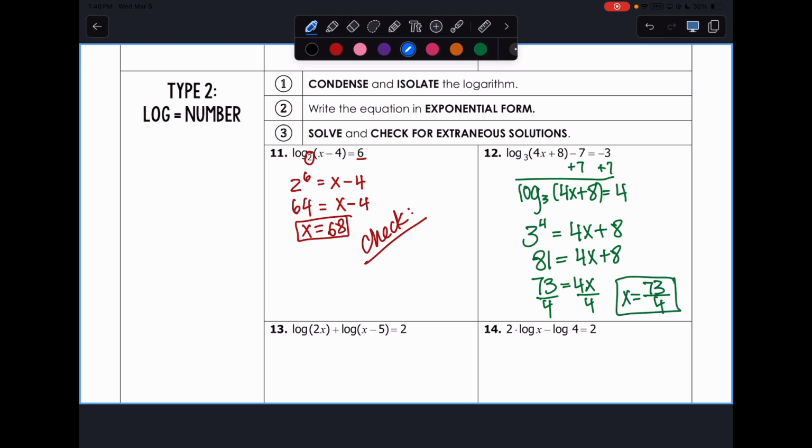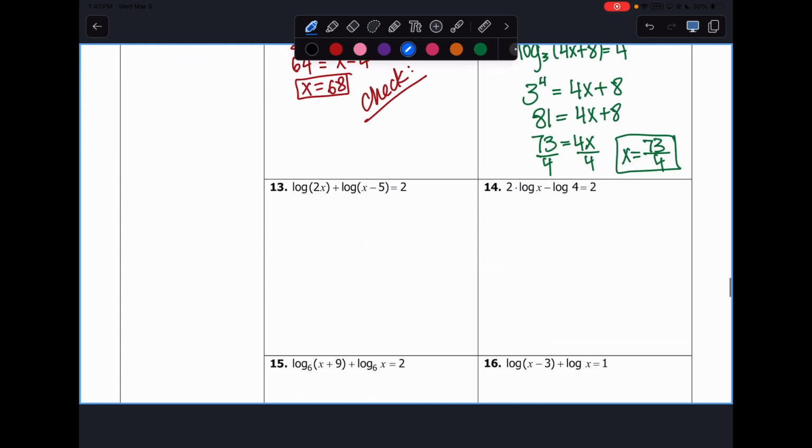What do I do after I'm done? Check for extraneous. What do I do with number 13? Do I have a single log on the left? Nope. So what do I do? We're going to use the product property to write it as one single log. Okay? Then I would have log of 2x times x minus 5 equals 2. Uh-oh, what's going to happen once I do that? I'm going to have an x squared.